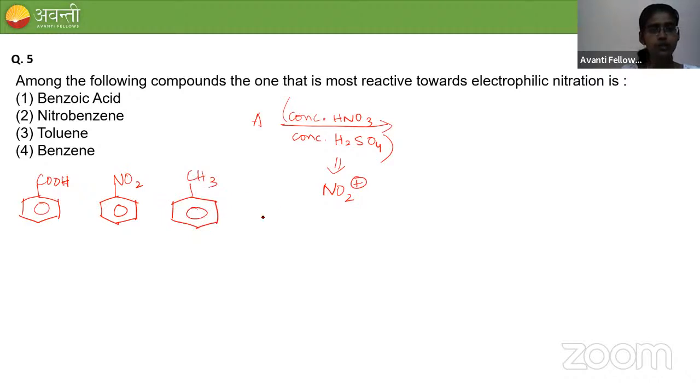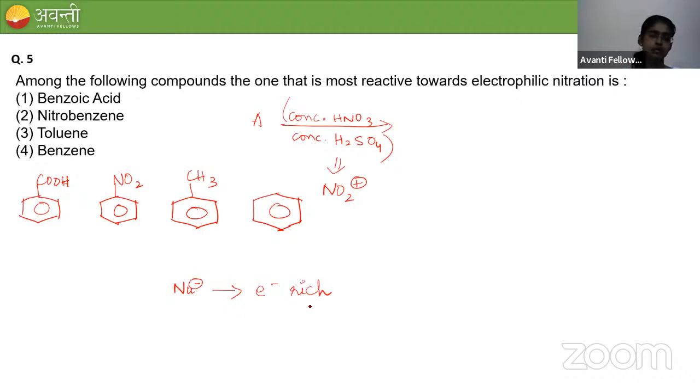C6H5CH3 is toluene. And the fourth option is benzene. So this is benzene. Now, the electrophile is going to get substituted here in one of the four compounds. Means the compound should be more nucleophilic in nature. Nucleophilic means what? The compound should be more electron rich.